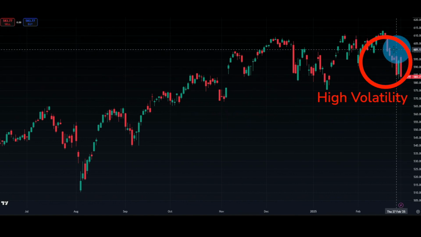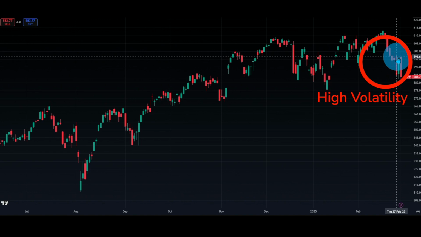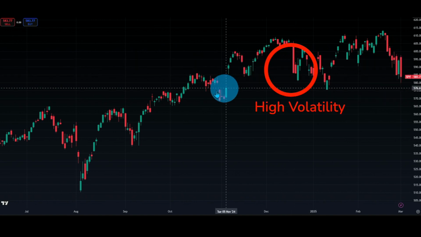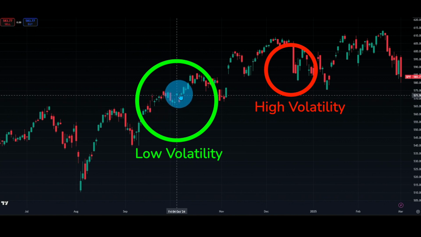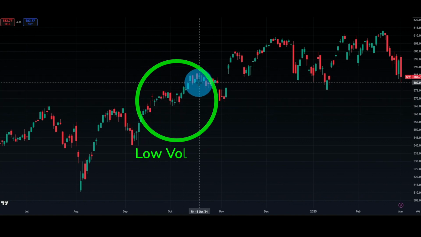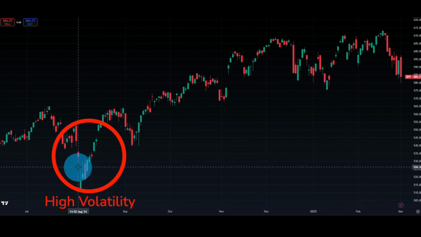For example, here, the volatility is very high. Look at these ranges. And also fully down day, fully up day. This one is the same. While this area is very low volatility. You can see we are very smoothly churning up. Again, here we can see high volatility, big gaps, big ranges.